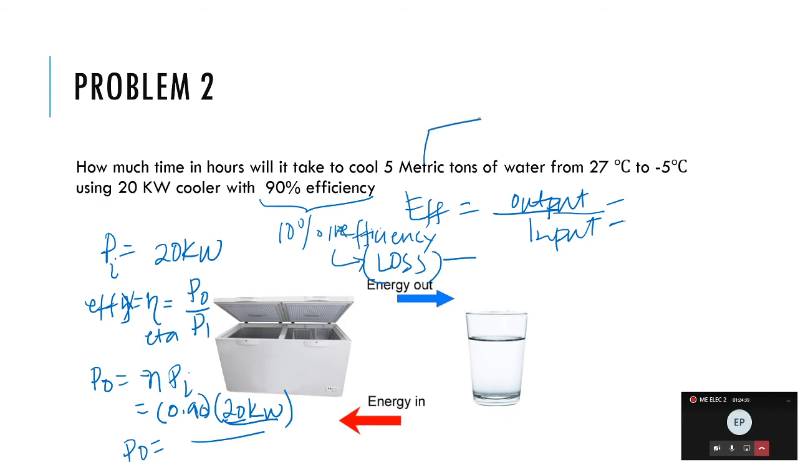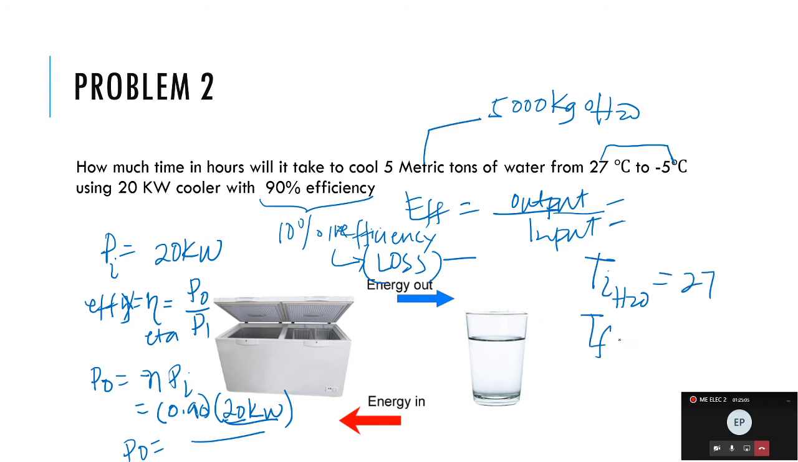Ngayon, punta natin to. What is 5 metric ton? Basically, it's only 5,000 kilogram of water. Okay? Maliwanag yan. Ano yung 27 tsaka -5? Ano to? What is this? Temperature initial of water is 27. Then, temperature final of water, which is naging ice na nga, no? Final temperature of water na basically naging ice is -5.